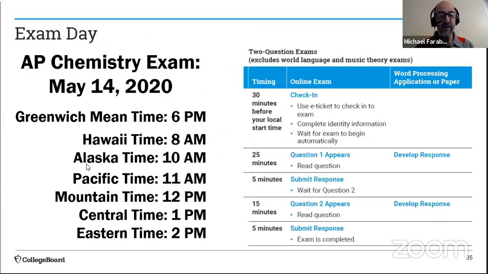Remember that AP Chemistry will be on May 14th. And there are 2 free response questions. The first free response question is 25 minutes, and they give you 5 minutes to submit. And the second free response question is 15 minutes, and again, 5 minutes to submit. So you'll submit your answer to the first question and then answer the second question. Once you submit your answer to the first question, you can't go back to it.